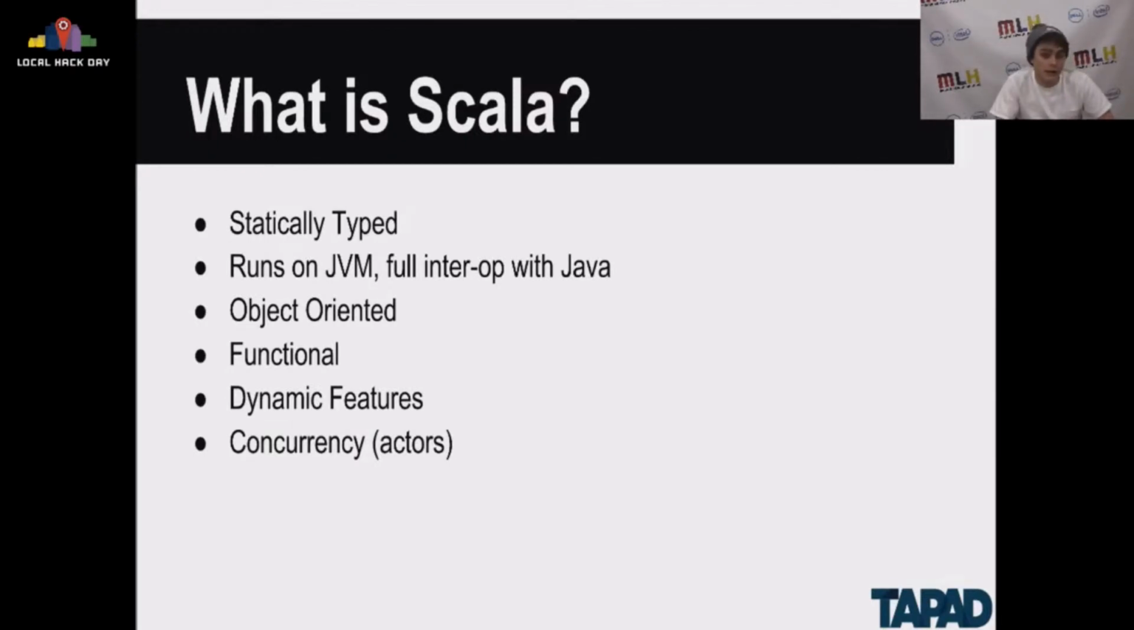So Scala is statically typed, meaning that when you initialize a variable, the type of that variable is not going to change throughout the execution of the program. It runs on the JVM and has full interop with Java, so this is super cool. Basically, Scala compiles down to JVM bytecode, so you can intersplice your Scala program with Java libraries or even full-on Java classes, and it'll all compile down to the same bytecode.